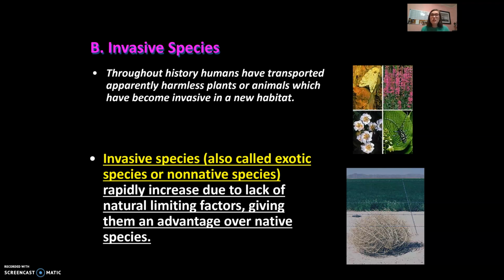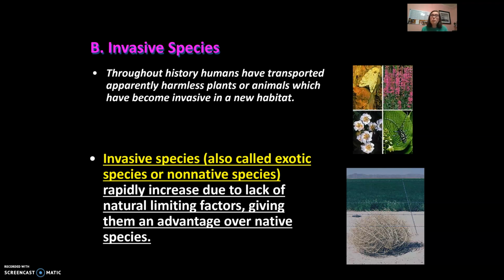Invasive species, which sometimes are also called exotic species or non-native species, rapidly increase due to the lack of natural limiting factors, giving them an advantage over native species. Let me give you an example. If I bring over a new animal and set it free in Texas, that animal that's not normally in Texas is not going to have any natural predators, anything coming out and trying to hunt it and keep its population to a certain size.